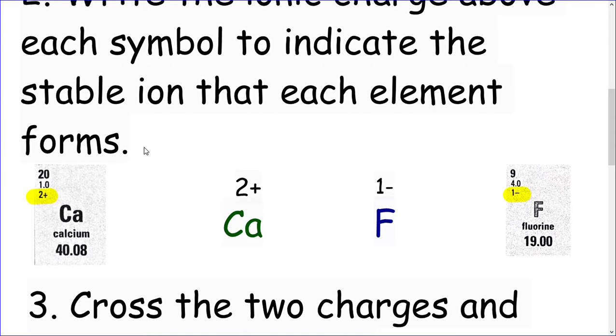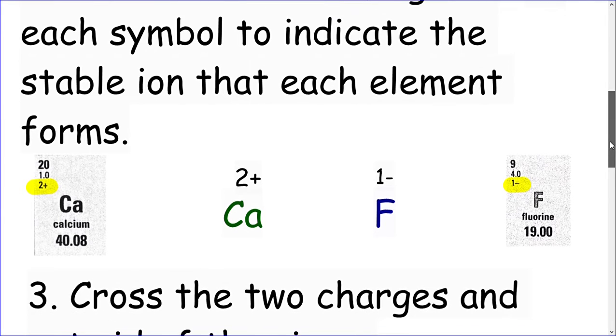So we can look at any element on your periodic table, and I encourage you to pause the video and take a look at your periodic table and look around, and you'll see that there are numbers written basically 2 spots below the atomic number in the 3rd line. That's the ionic charge of that specific element, or the most common ion charge. So once you find those charges, place them on the top of each atom. So calcium, I'm going to put the 2+ on the top, and fluorine, I'm going to put the 1- on the top.